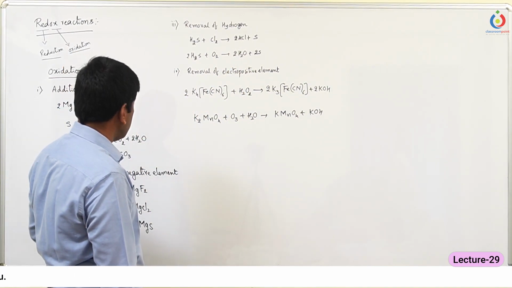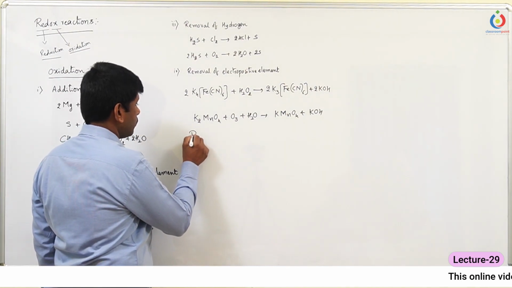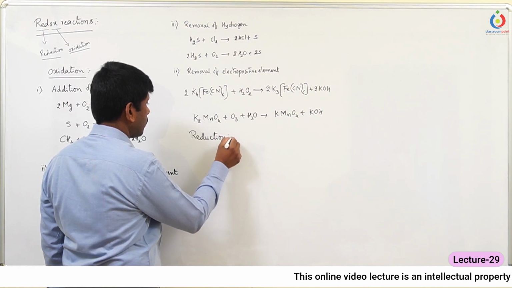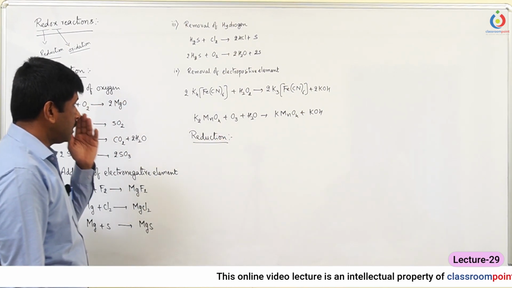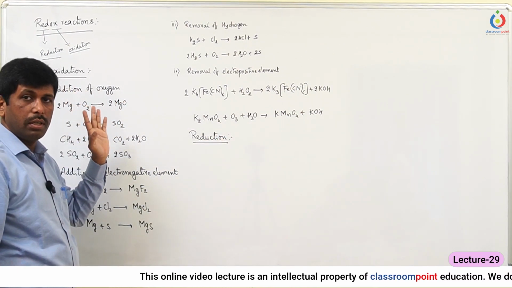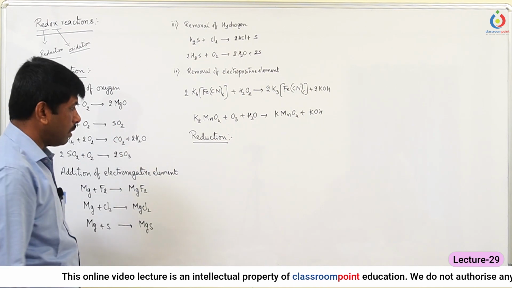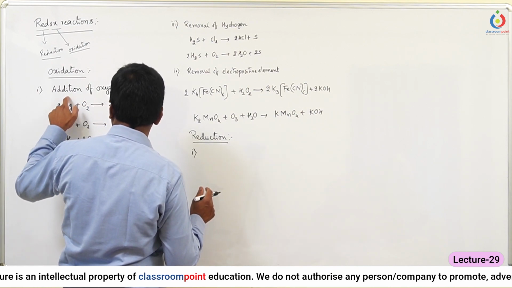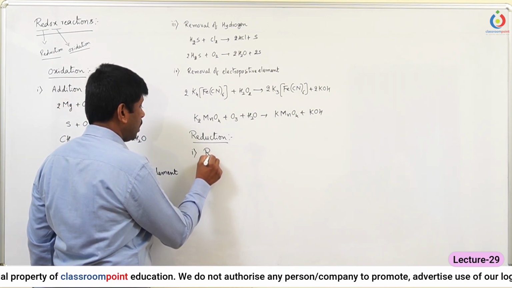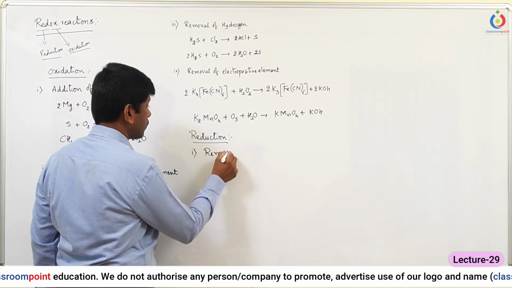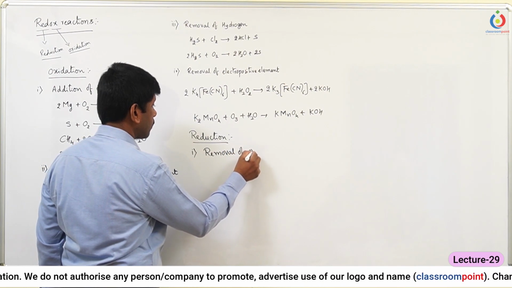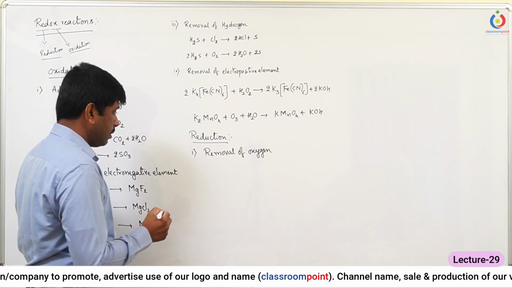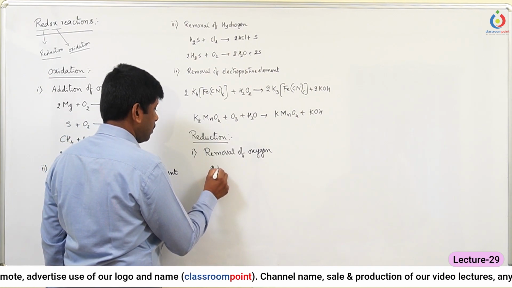Let us see now what reduction is. Reduction is exactly opposite to oxidation. Everything we have to study in the opposite way. That means the process must be the opposite. Here addition of oxygen is there; now let us take the removal of oxygen, which is known as reduction. Let us take an example.